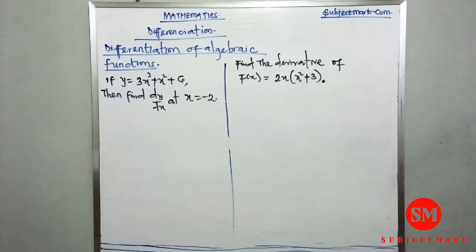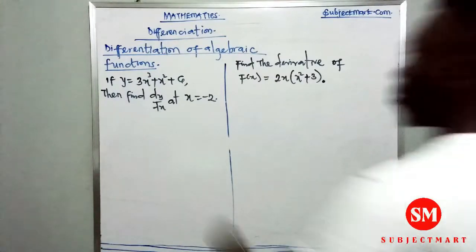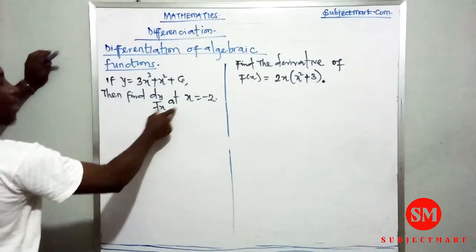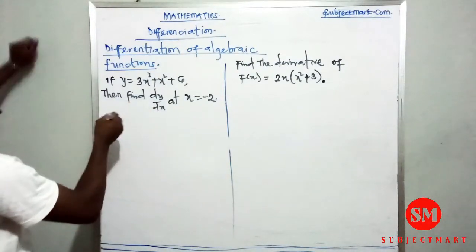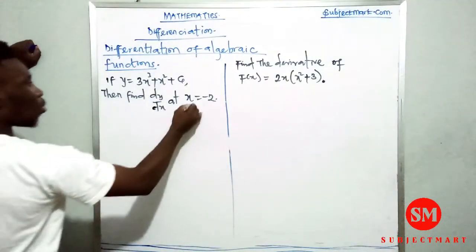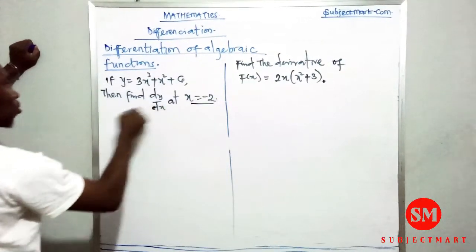Now we have a question here which says, if y here is equal to this, then what? Find dy/dx at x is equal to minus 2. What is this question trying to say? They say we should find dy/dx, that after differentiating, we put our x for minus 2.